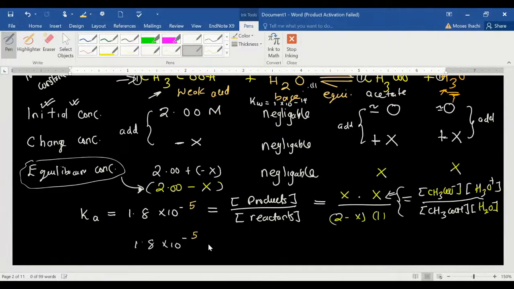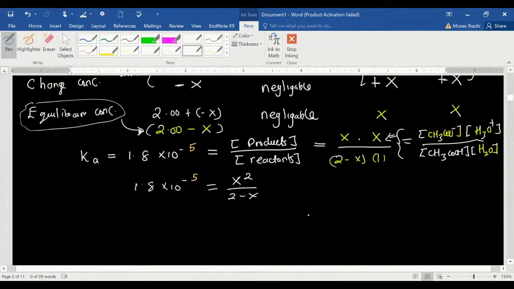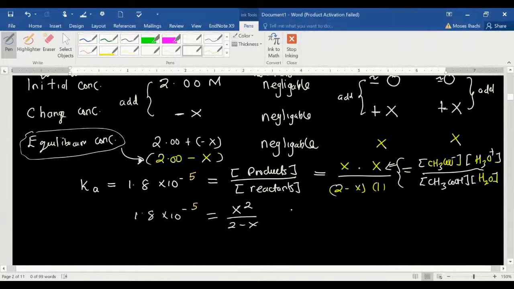Okay, so we're going to take that number of Ka and equate it to x squared, x times x, over 2 minus x. Now, one can solve this equation and make it a quadratic equation. But quadratic equations are not easy to solve. So when it gets to this point, the best thing you can do for yourself is to try and see if you can ignore this x.